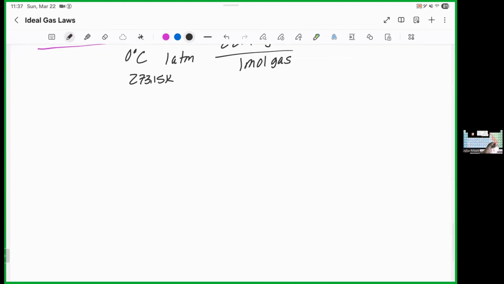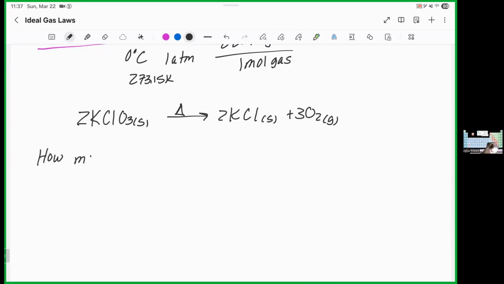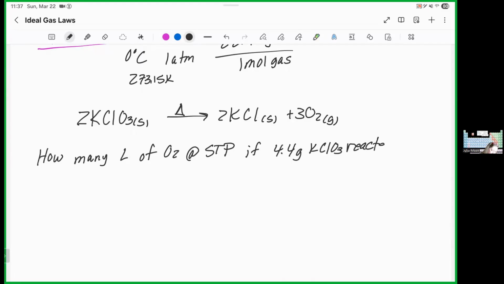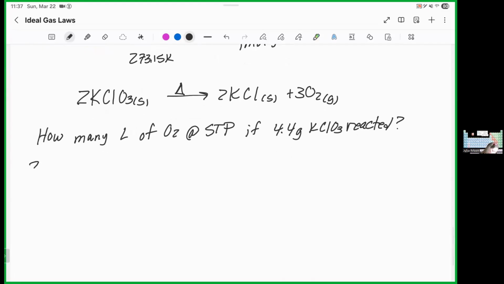Okay, so what if I said, using the same problem above, let's go with the potassium chlorate decomposing into potassium chloride and oxygen gas. So what if I ask how many liters of oxygen gas at STP if, and I'll use the same information, 4.4 grams of potassium chlorate reacted. I want to know how many liters.